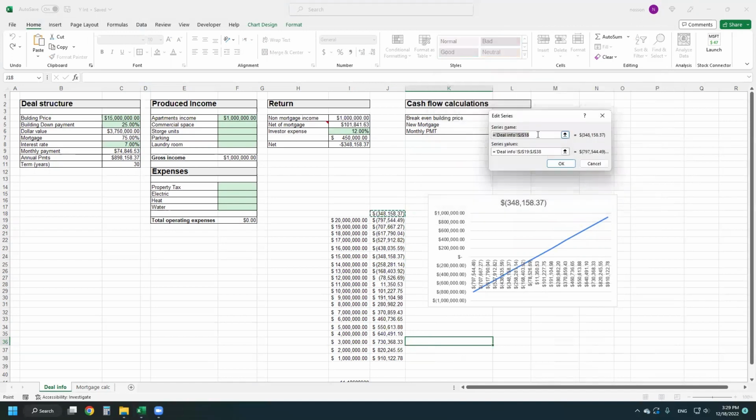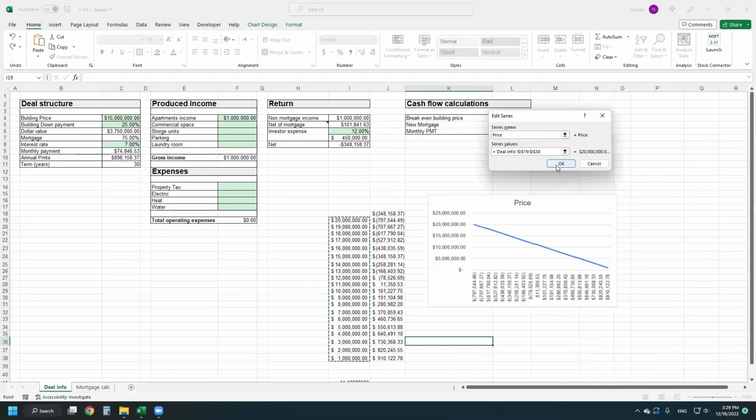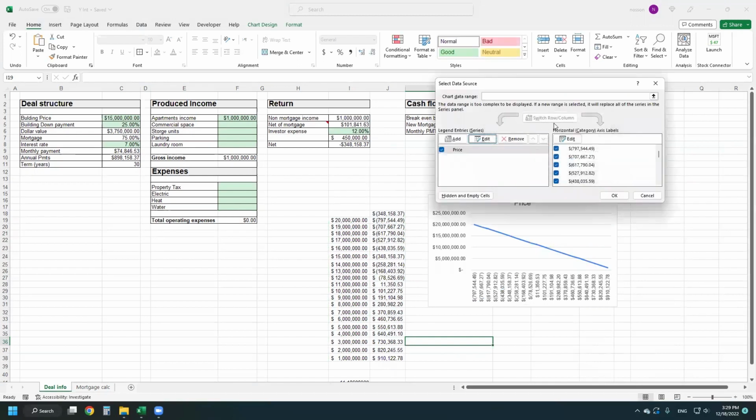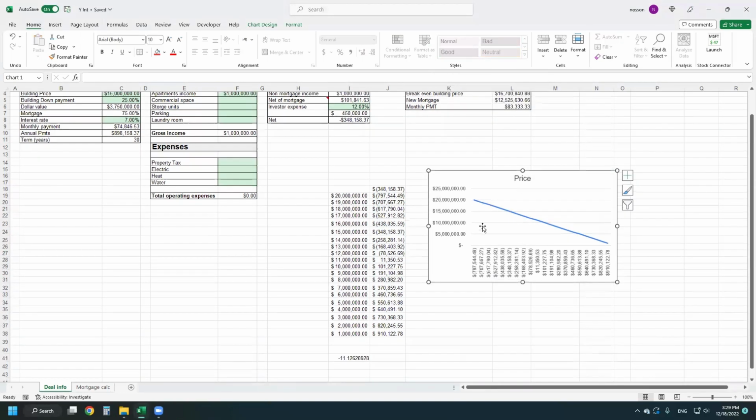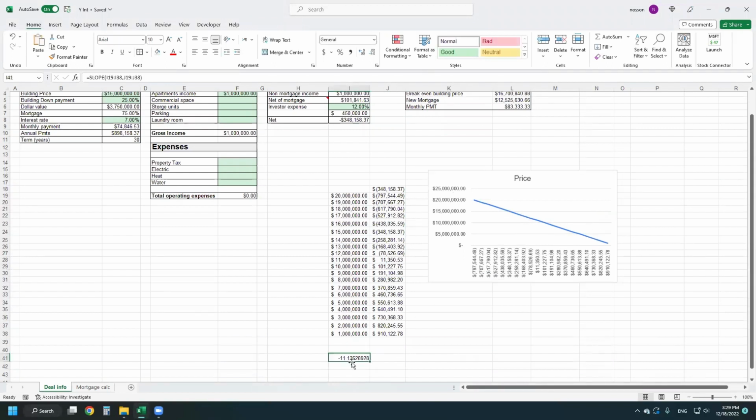Edit series. We're going to call it price, because that's our price. And we're going to tell it we want to use this series. So we're basically flipping our data set. If you did switch row column, it wouldn't do that for us. And we see why it's negative, because the further x we go, the more negative y we get. And it's actually 11 point whatever.